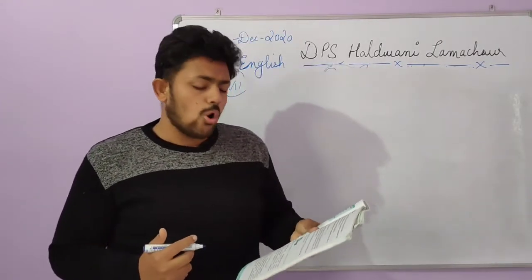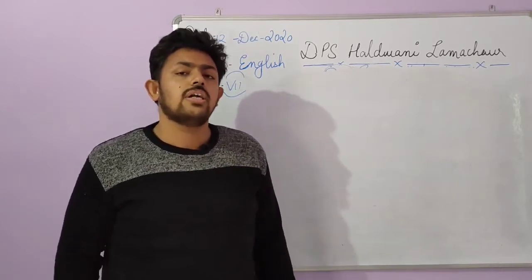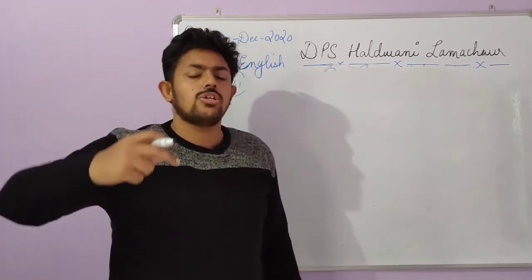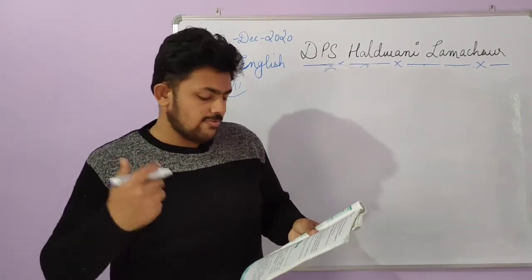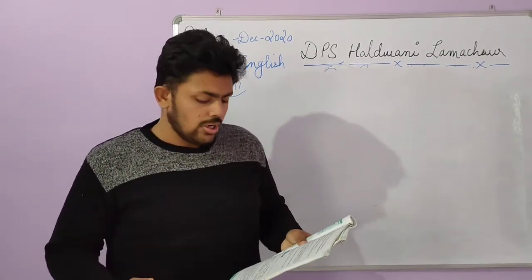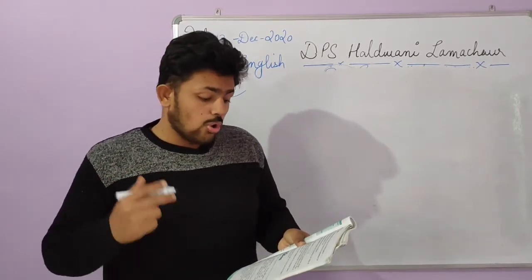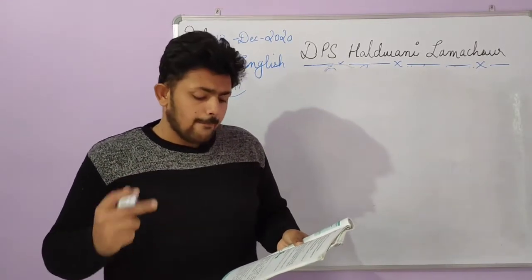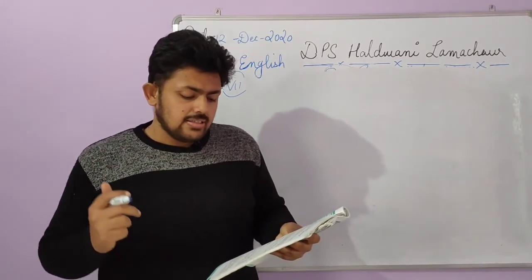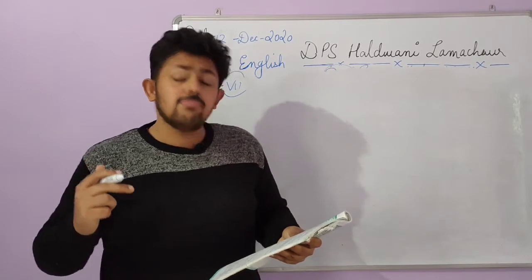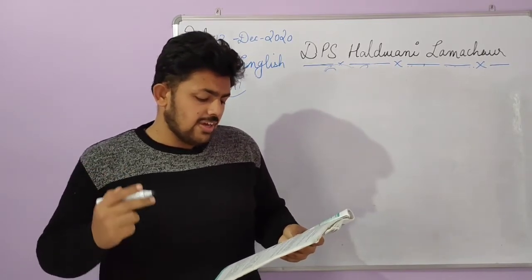So, I was born on 12th June. I was telling you that in is used for big things, on is used for small. So I was born on 12th June in Rampur, Uttarakhand. But since the last 8 years I have been living in Delhi.